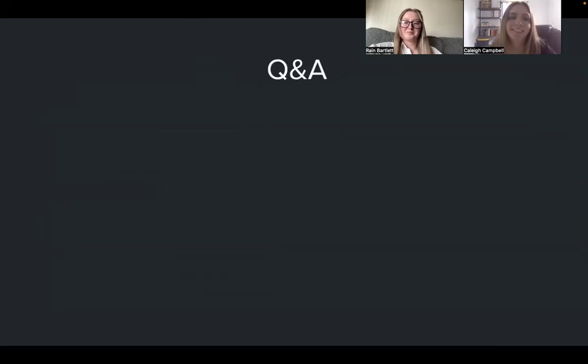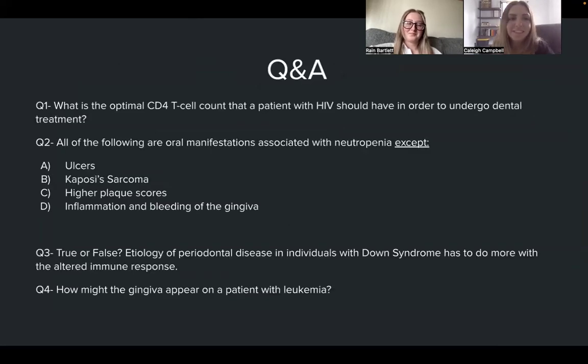Q&A time. Question 1. What is the optimal CD4 T cell count that a patient with HIV should have in order to undergo dental treatment? Any guesses? Greater than 500? Yes, it's going to be greater than 500 of these cells per millimeter cubed of blood.